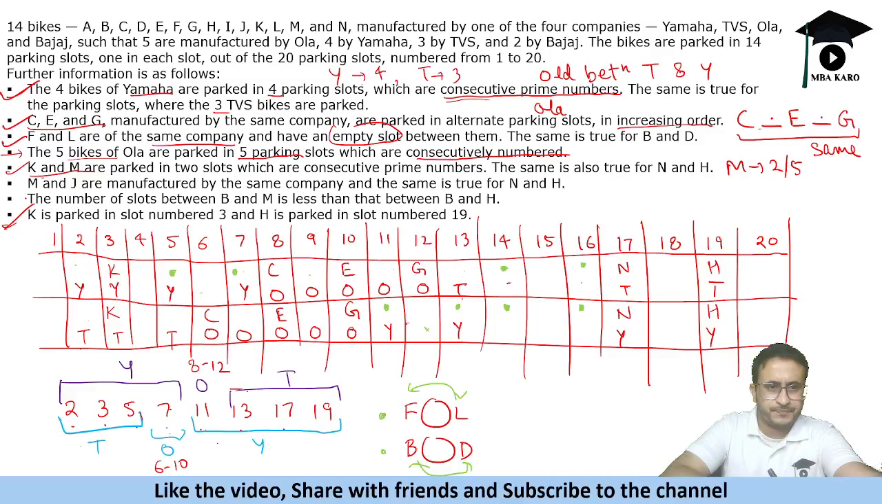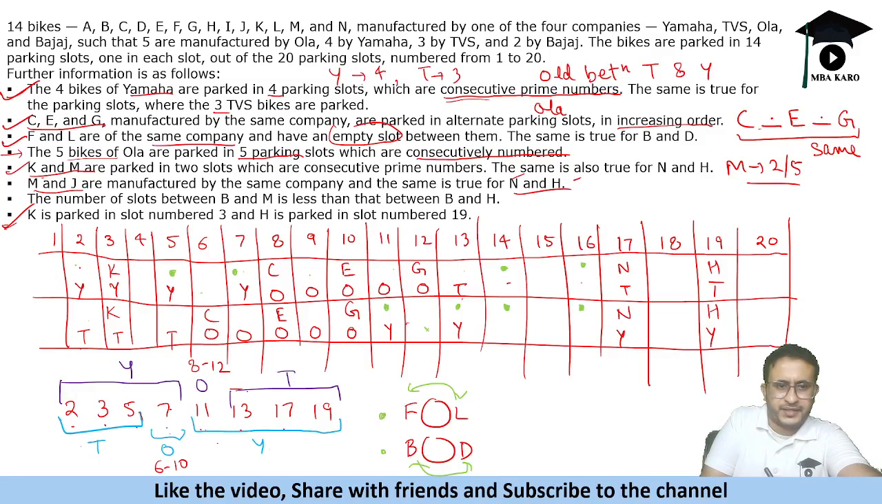Then I think we've used this. This is done. B and M we'll have to figure out. M and J are manufactured by the same company. N and H is true. So M and J by the same company. Now where is M placed? M is either 2 or 5. So if we put M here, let's take we put M at 2.